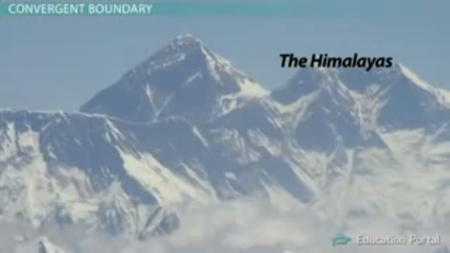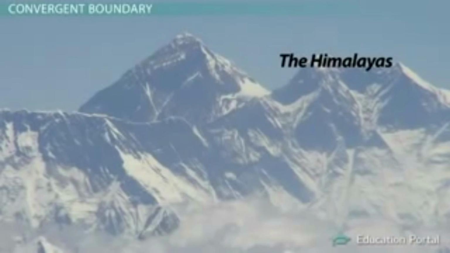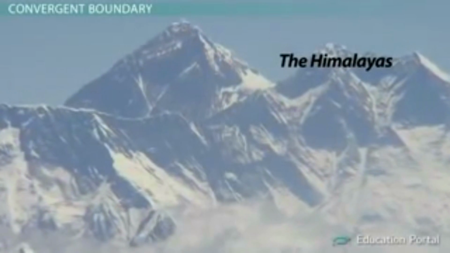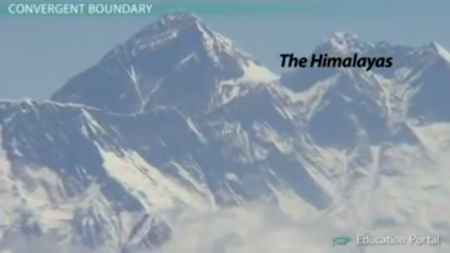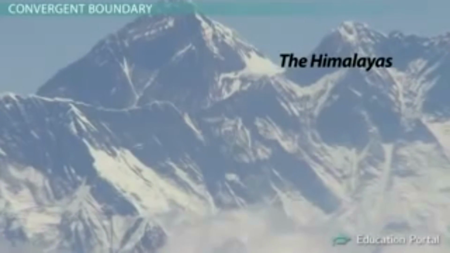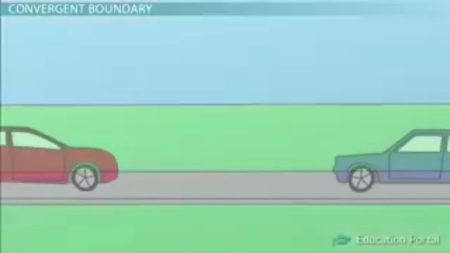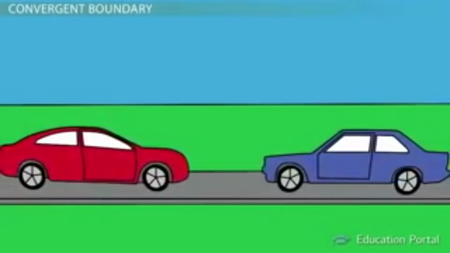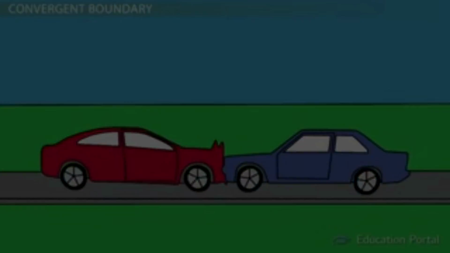If both plates are continental crust, the plates will crumple up as they collide, forming a high mountain range, much like the Himalayas. Continental crust is less dense than oceanic crust and does not get forced into the mantle. The crumpling of the continental crust is similar to two cars colliding, as in the example from earlier.